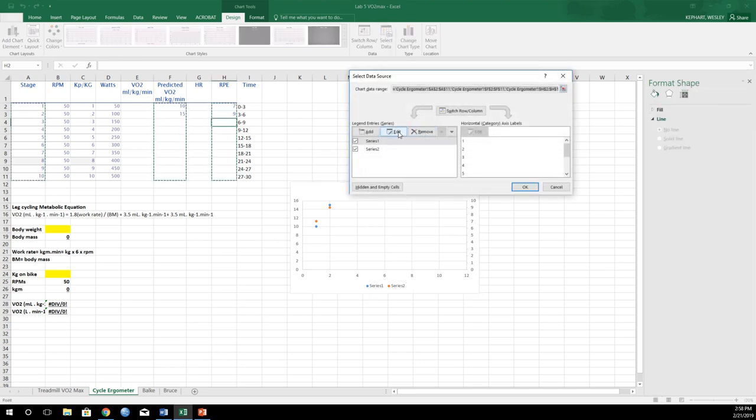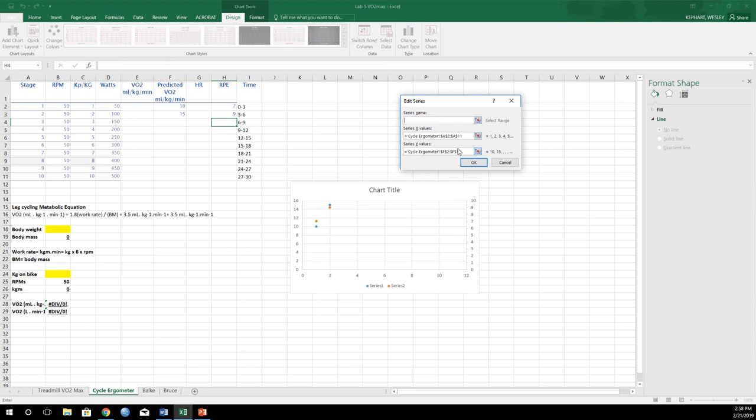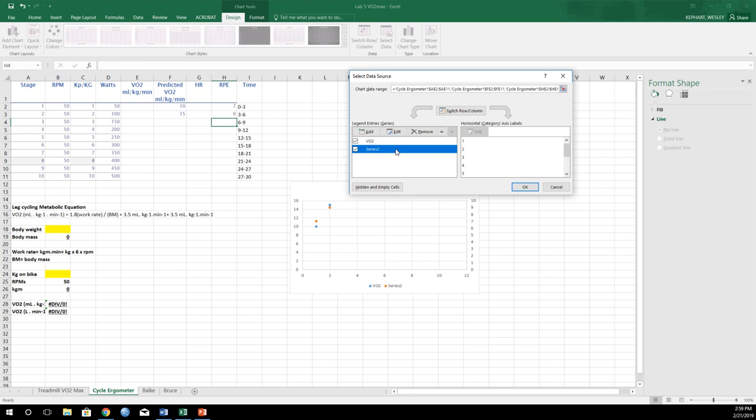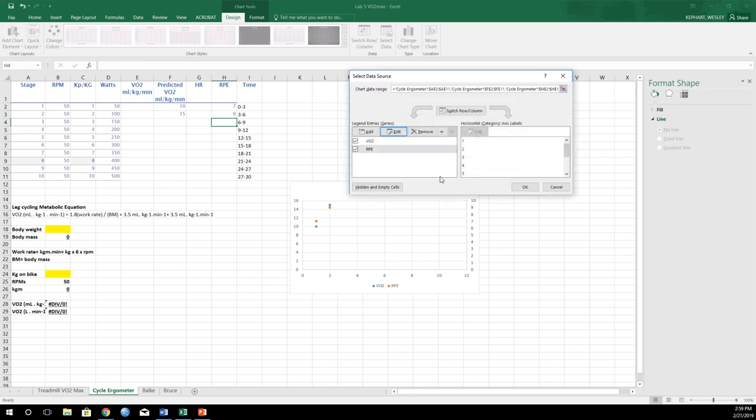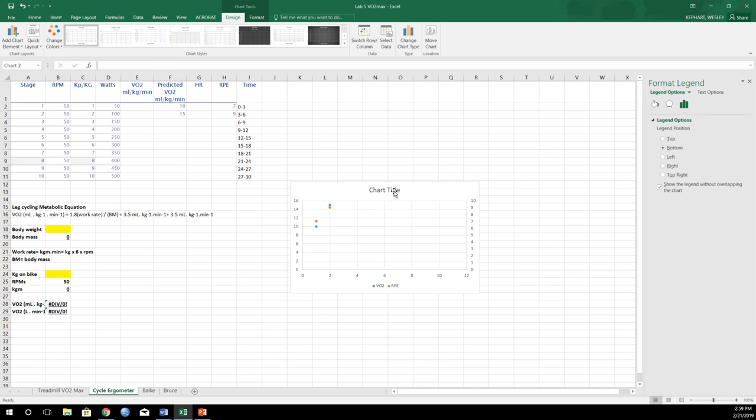Okay, not remove, edit. Sorry. Then VO2. Okay. Then series 2, edit RPE. Then cycle ergometer. Gosh, I hope I spelled that right. That would be fun if I didn't, huh?